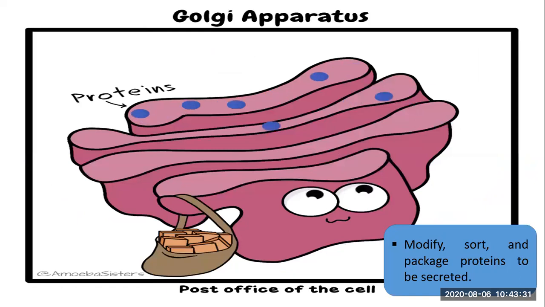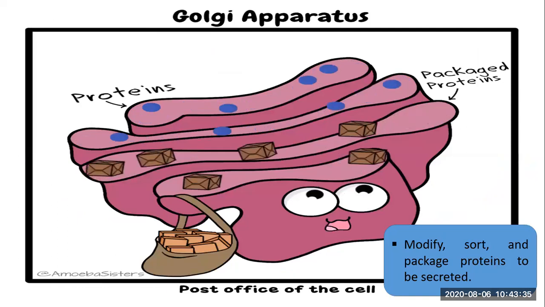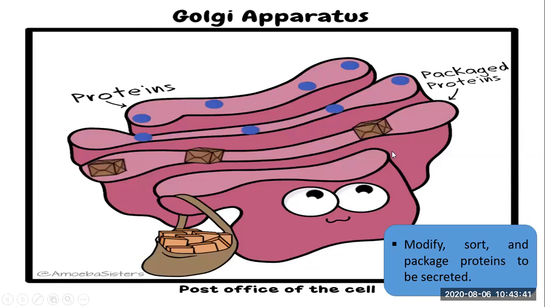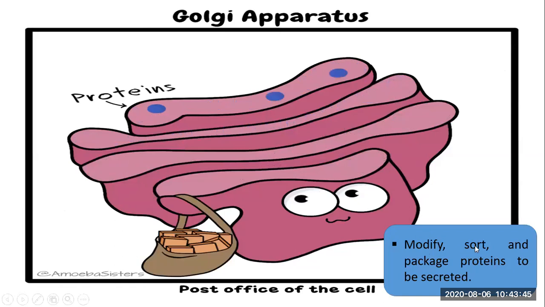Now this is the Golgi apparatus, and it is also known as the post office of the cell, because its main function is packaging. Here you can see the protein is coming and it is packed by the Golgi apparatus. So its main function is to modify, sort, and package proteins to be secreted.